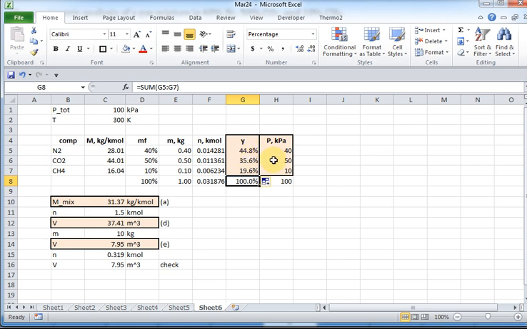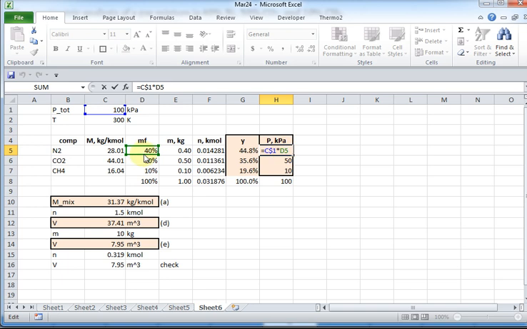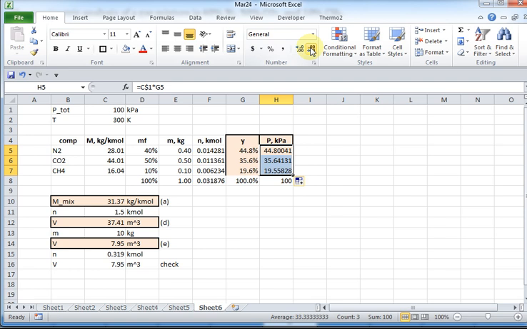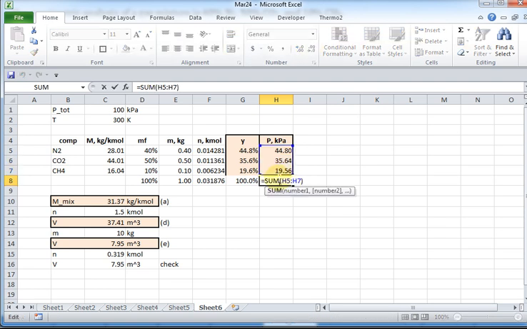What about the partial pressure? Well, don't multiply by the mass fraction, multiply by the mole fraction, true? And drag down and clean up the units a little bit. But you notice still that the sum of the partial pressures is the total pressure, 100. They're not easy numbers, you know, they're fractions there.